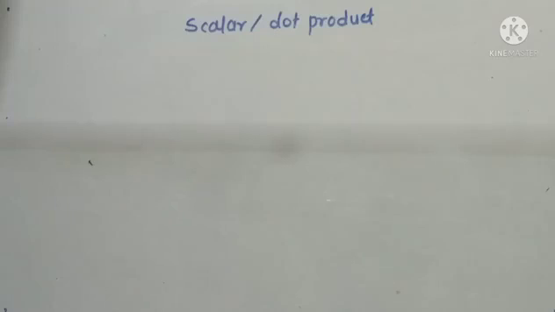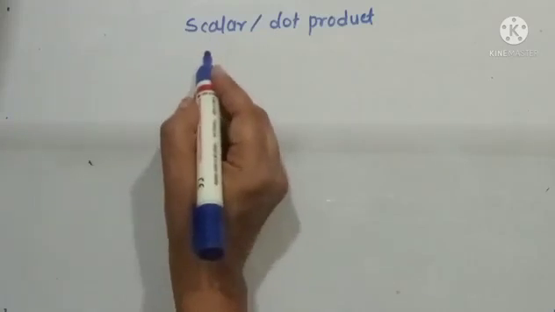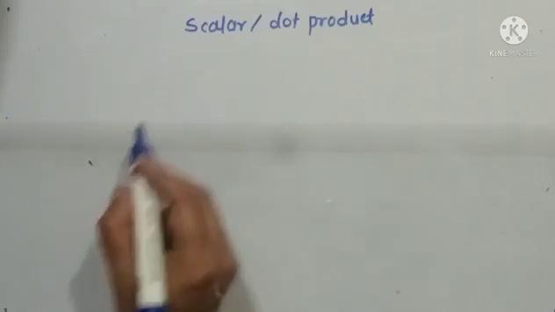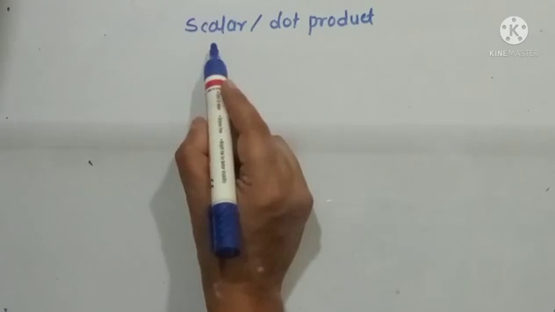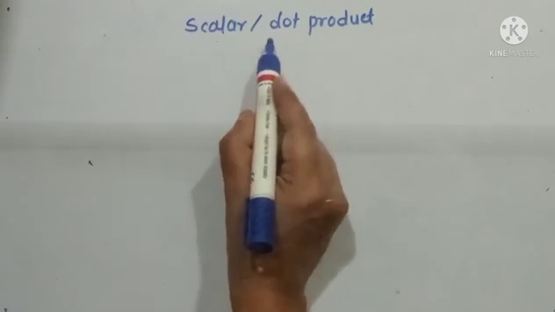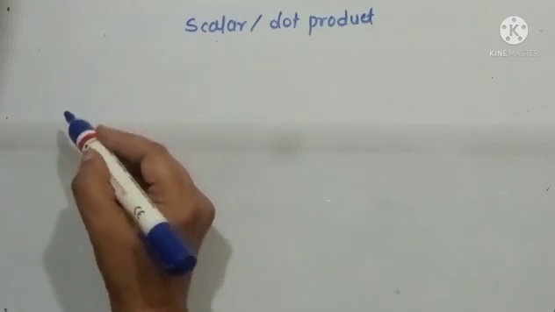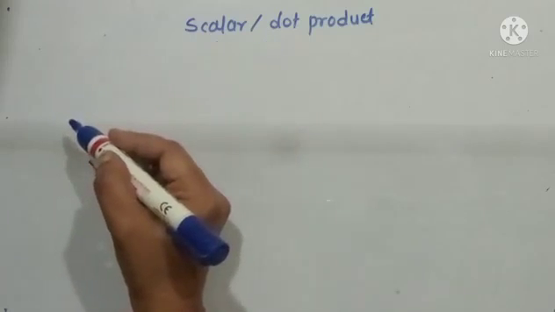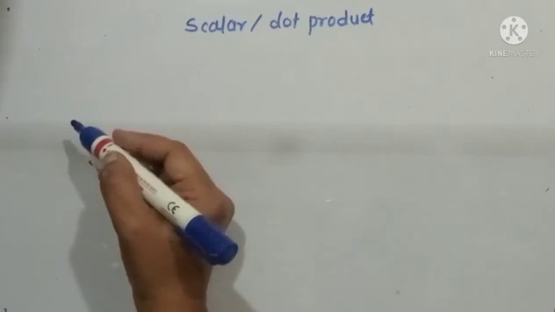Vectors can be multiplied in two different ways. The first one is the scalar product, also called the dot product. We have already seen that vectors, as they have magnitude and direction, cannot be multiplied using regular mathematical operations.